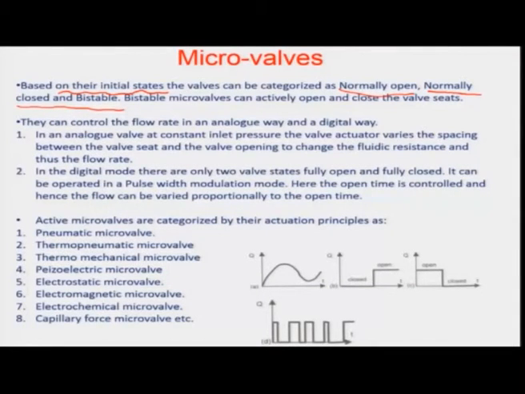And if it is a normally closed valve, then in the normal sense the valve will block the flow, but when you are actuating the mechanism through which the valve seat is mechanically being moved, you would open the valve when the energy is given into the mechanism which moves the valve seat. And there can also be bistable microvalves which could actively open and close the valve seat, and so therefore, this is in general the categorization of the microvalve actuators.